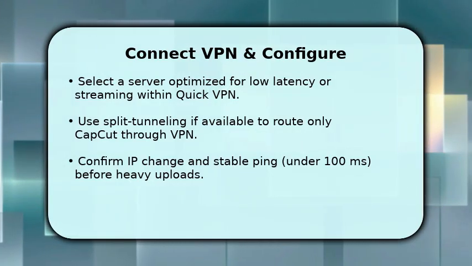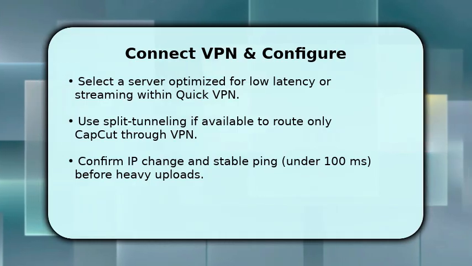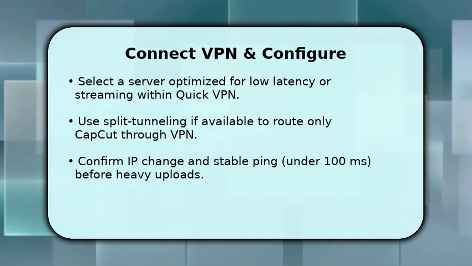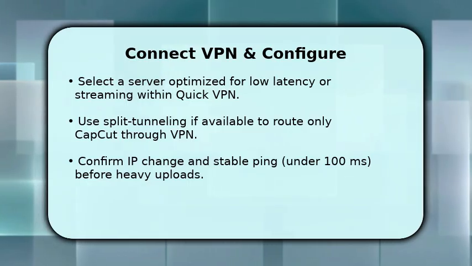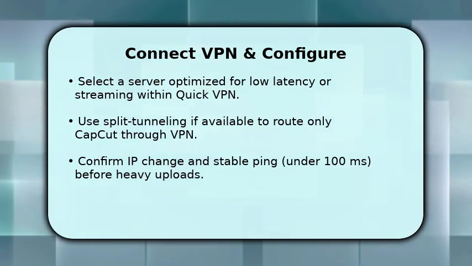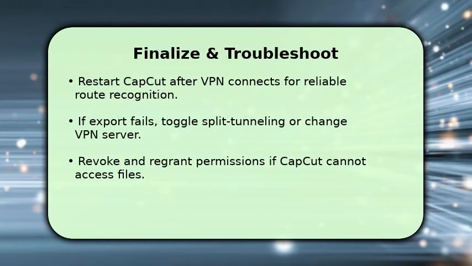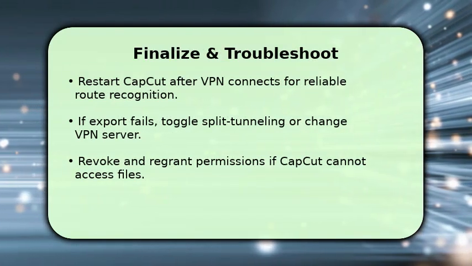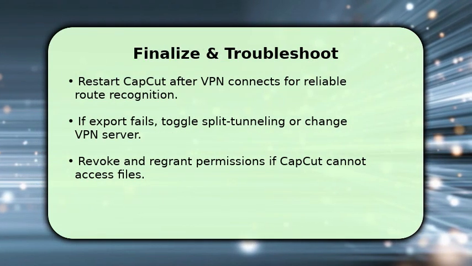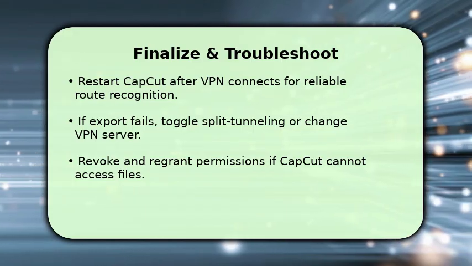Check your public IP from a simple settings check in Quick VPN to ensure it changed, and monitor ping for stability. If upload stalls, try switching servers to find a faster route. Finish by restarting CapCut after the VPN connection is established. This forces the app to recognize the new network route.